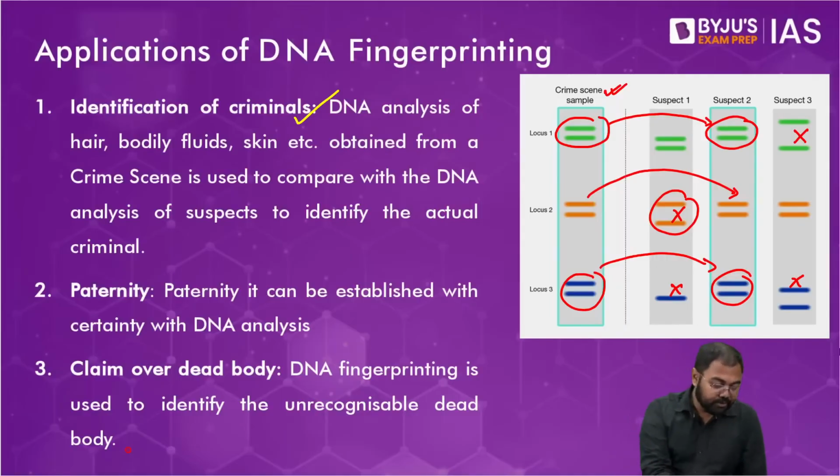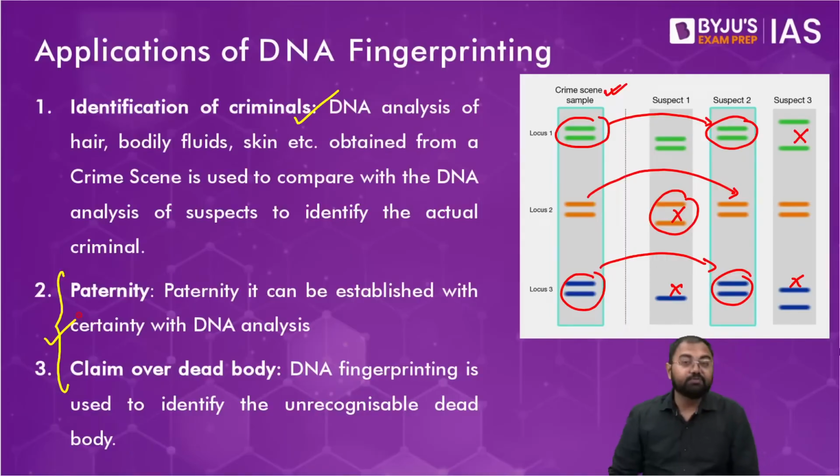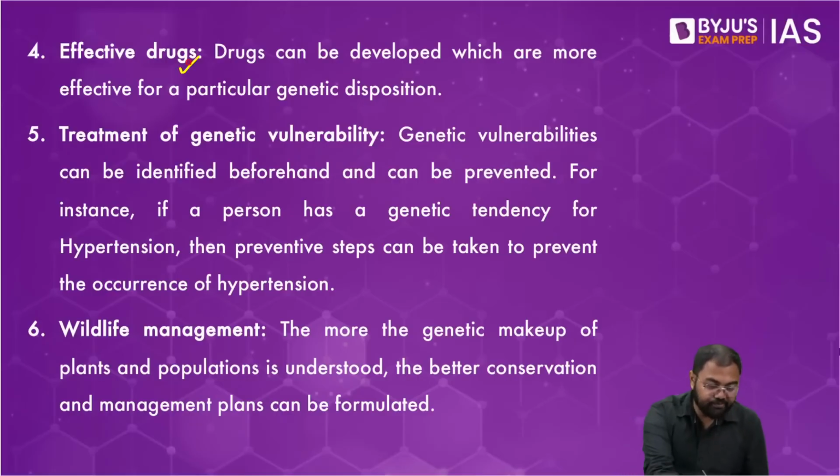Then it can also be used for paternity tests and even for claims over dead bodies, because that is where you can establish relationships, because a large number of genes will be similar, and that will show the resemblance, and you'll be able to get the identification. For paternity tests also, to establish paternity, the same identification method can be useful. Then, apart from that, it is also useful in making effective drugs.